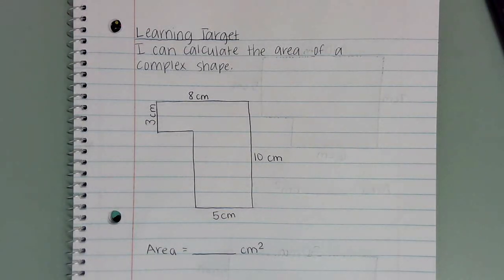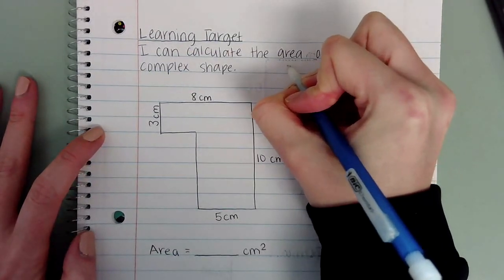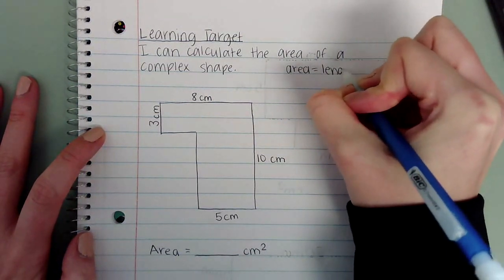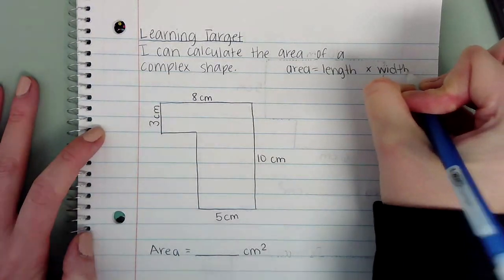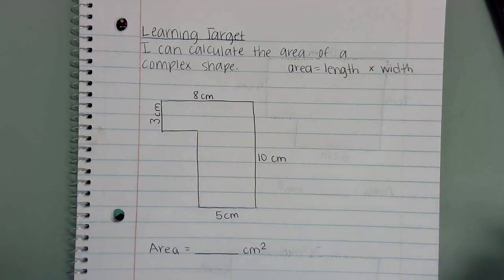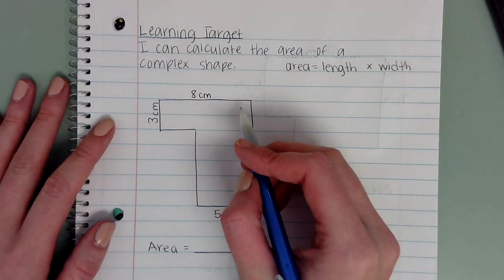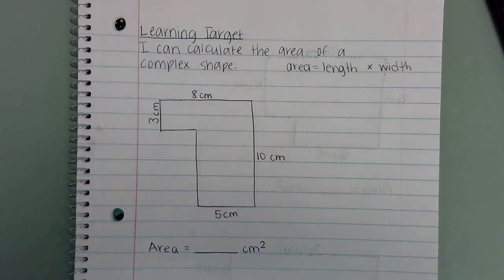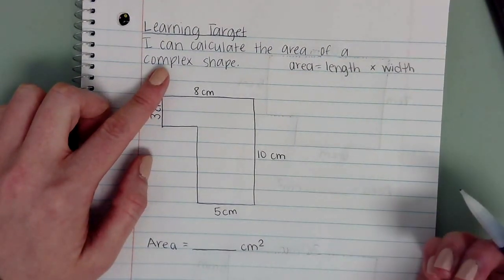Hi friends, your learning target for today is to calculate the area of a complex shape. Remember that the formula for area equals length times width. So we multiply two values together, the length, which is one side of a rectangle, and the width, which is another side of the rectangle. What is going to be different about what you're doing today is that you're doing it for a complex shape.